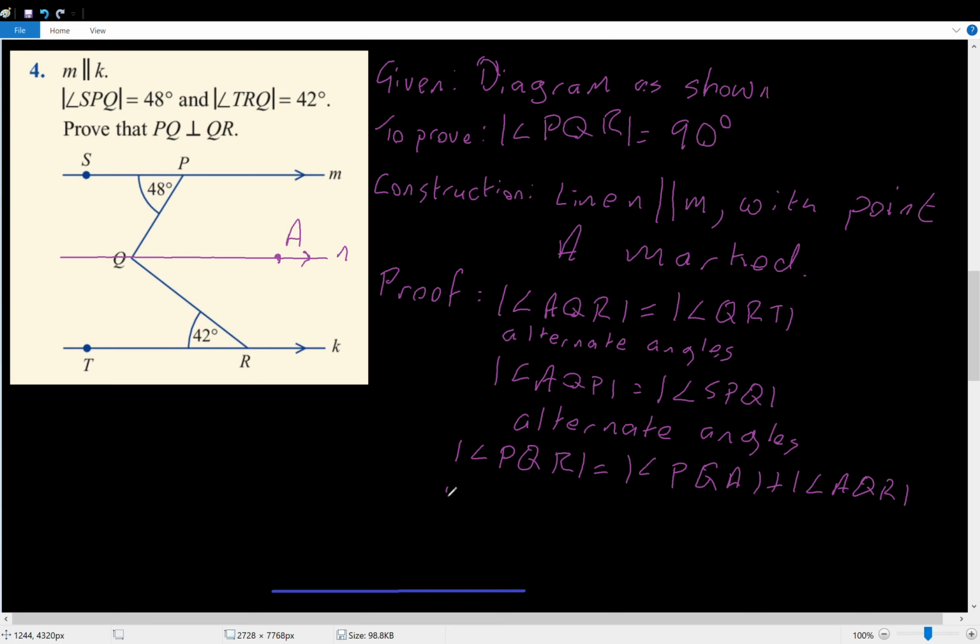So that would mean that the measure of angle PQR is equal to PQA, which we already figured out is equal to SPQ, which is 48 degrees. And then the measure of angle AQR, which is just this one here, which we've already figured out is equal to measure of angle TRQ, which is 42 degrees. So we can now say that the angle PQR is equal to 90 degrees, which is exactly what we've been asked to prove. And that is that.